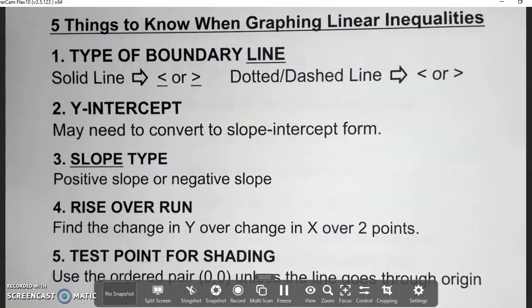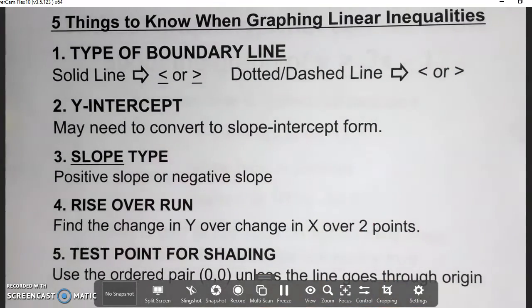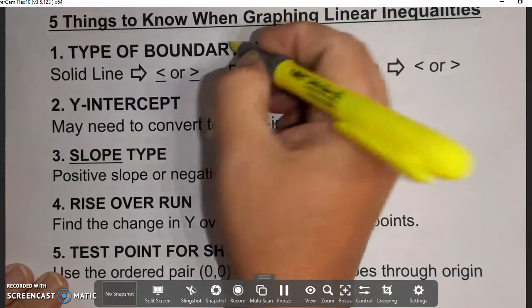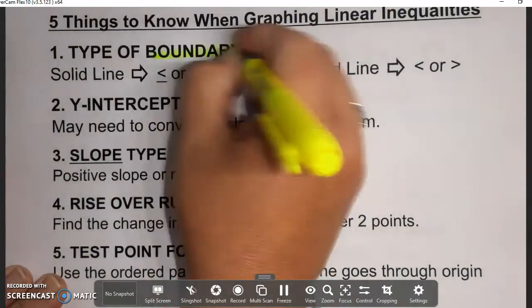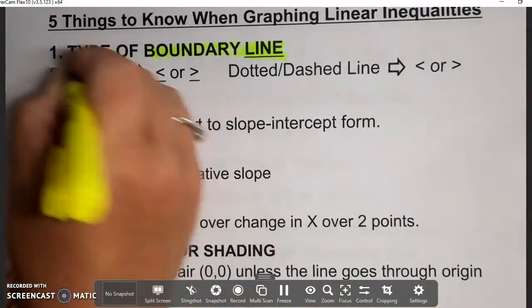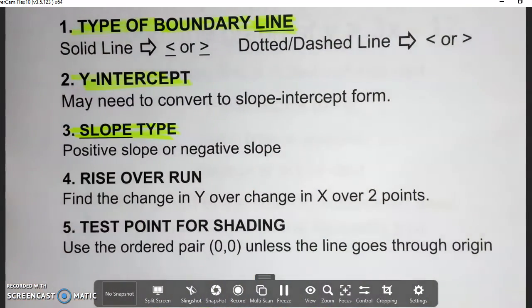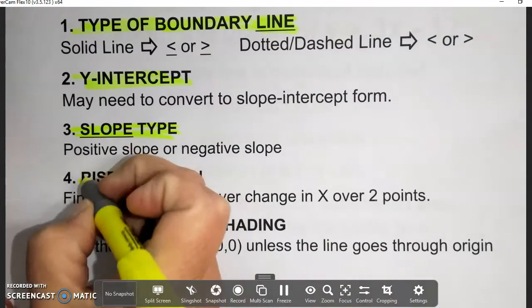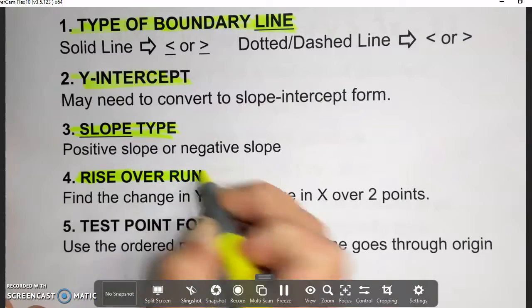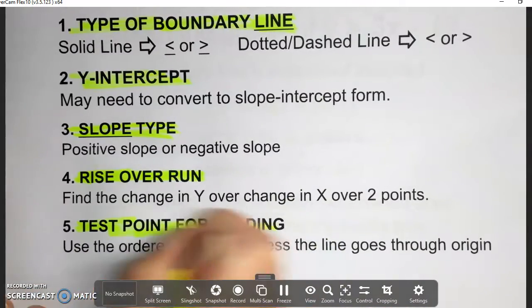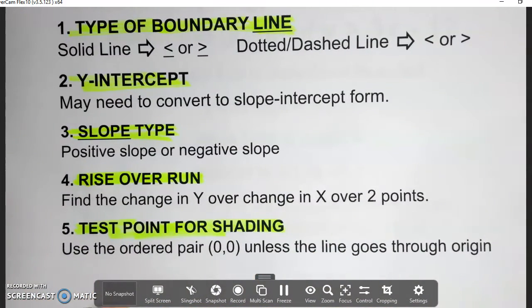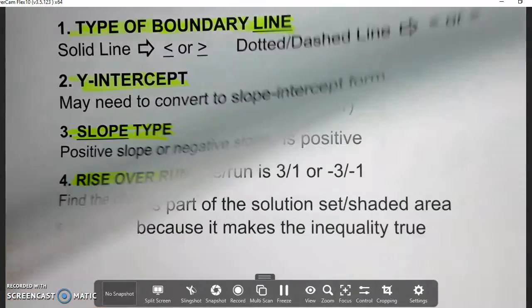So, 5 things you need to know about graphing linear inequalities. You need to know the type of boundary line. You need to know the y-intercept. You need to know the slope type. Is it going to be positive? Is it going to be negative? Is it going to be undefined? Or y equals just a flat line? You need to be able to find the change in y over the change in x, and you need to be able to test points for shading. Okay, it's important that you know this because our next step is going to be systems of inequalities.